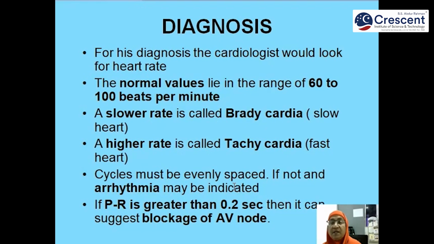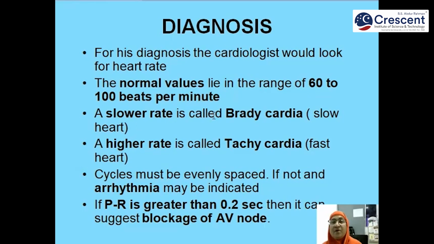For diagnosis, the cardiologist will look at the heart rate. The normal value lies within the range of 60 to 100 beats per minute. This range depends upon the person under different conditions. If the person is thin or fat, or if they have done exercise, the heart rate will vary from person to person depending upon the body and the environmental condition.